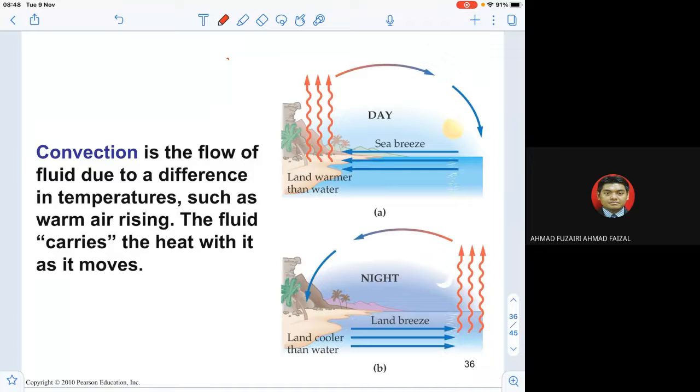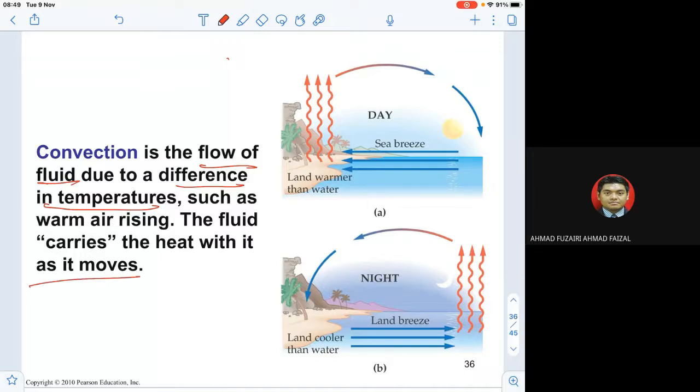Okay, let's look at what convection is all about. Convection is the flow of fluid due to a difference in temperature. Again, they highlighted the difference in temperature. Conduction also has a difference in temperature, because that is the key part of heat flow. If heat wants to flow, there must be some difference in temperature, otherwise it cannot flow. That is the zeroth law of thermodynamics. Convection is the flow of fluid due to a difference in temperature, such as warm air rising; the fluid carries the heat with it as it moves.